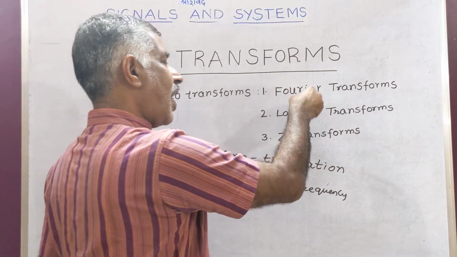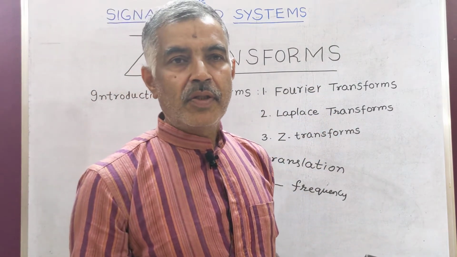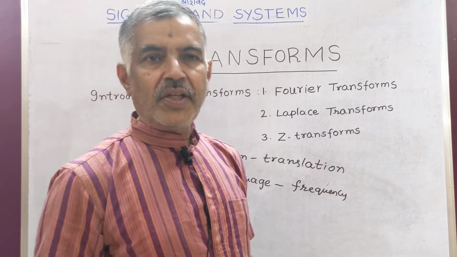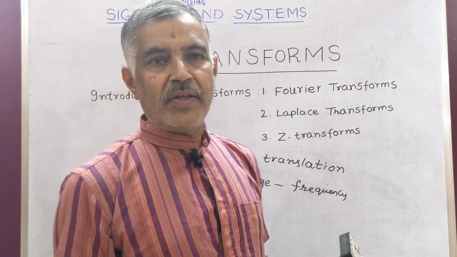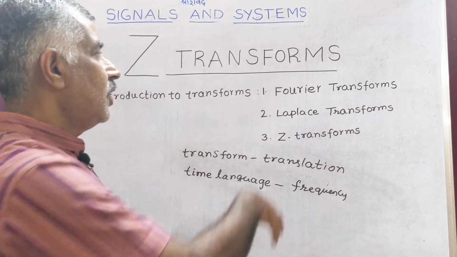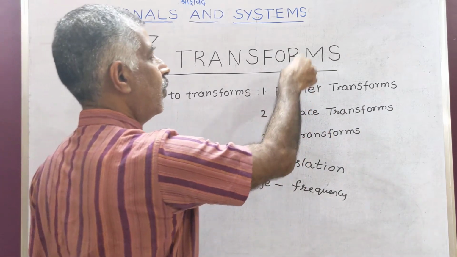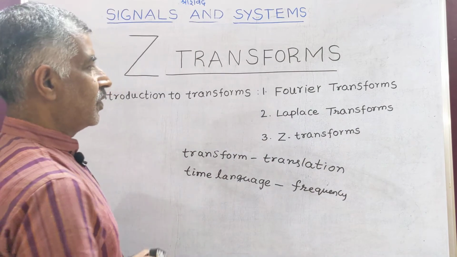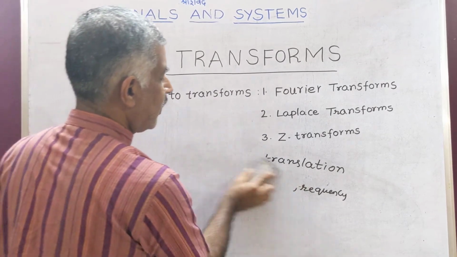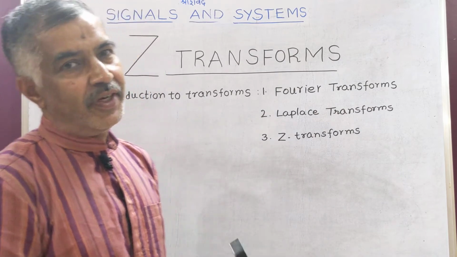Then, after the Laplace transform, to cover discrete-time signals, Z transforms came into existence. Therefore, the Z transform is nothing but an extension of the Laplace transform. These are the three transforms that exist, very interesting to go through: Fourier transforms, Laplace transforms, and Z transforms. All these transforms are a translation from the time domain to the frequency domain.